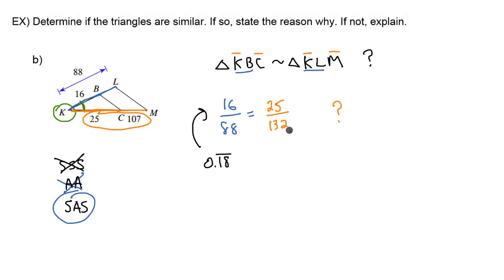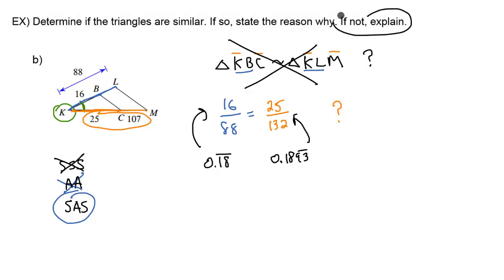And then I do 25 over 132. That's going to be 0.1893, and I believe the 93 is repeating. Now, are these two equal? Well, close, but they're definitely not equal. So these corresponding sides are not in proportion. That means that these triangles are not similar. So we just don't have similarity here. And all this math proving that they're not similar would fit the "if they're not similar, explain why" question.